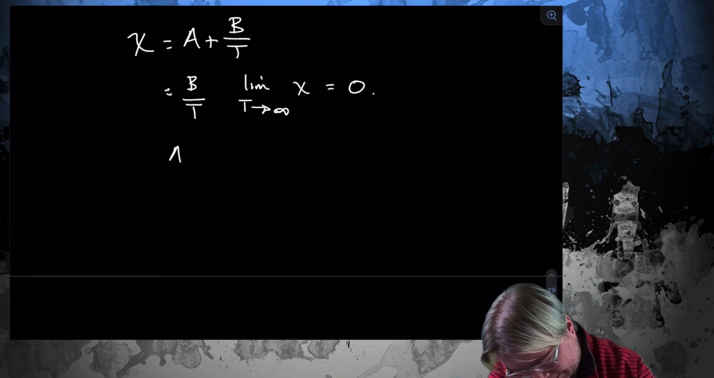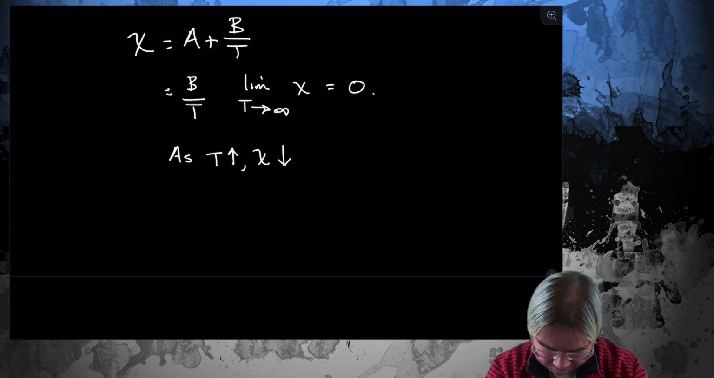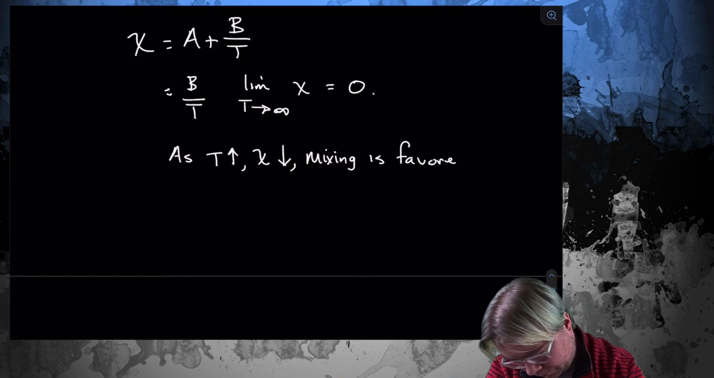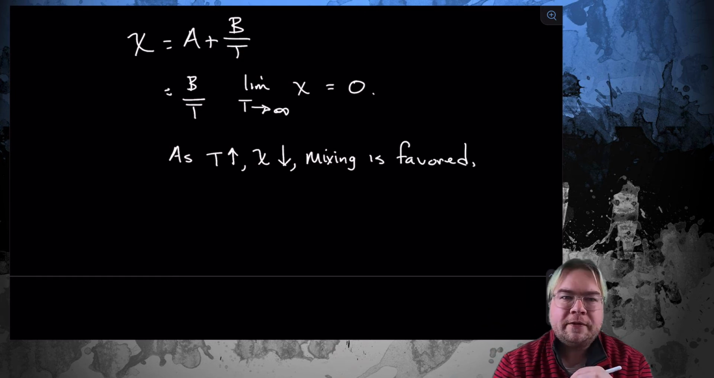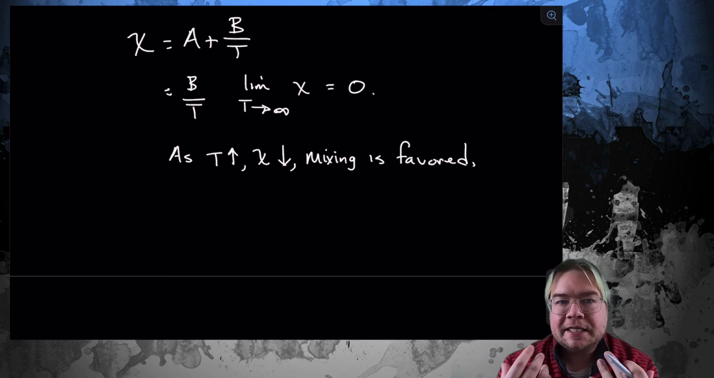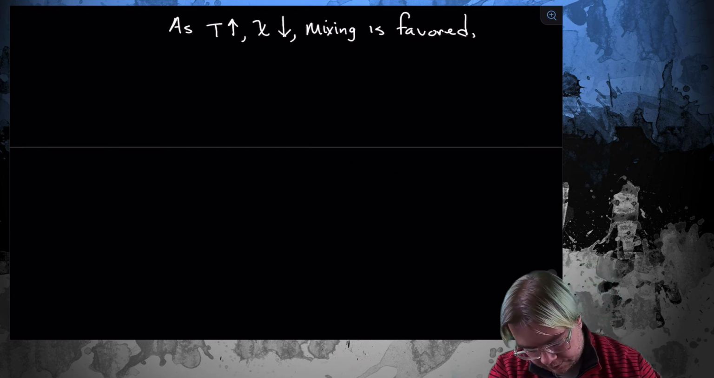So this means that as T increases, chi decreases, and mixing is favored. So this is one of those systems that you're used to where you heat it up and mixing gets more and more favorable. So let's start drawing some free energy curves for this system.